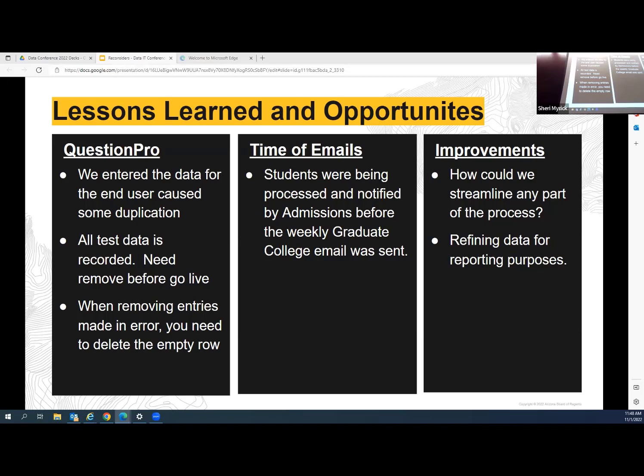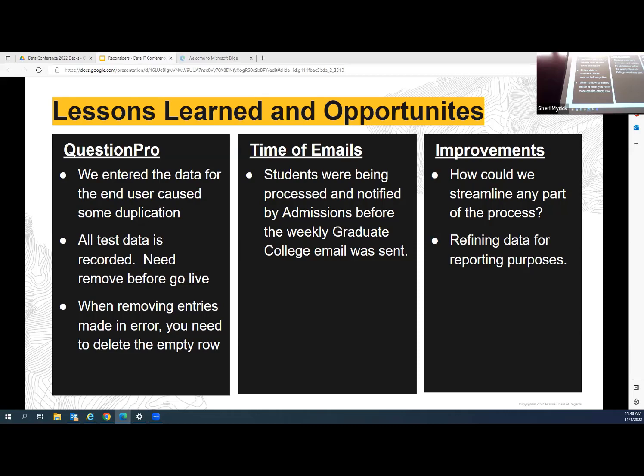that we weren't going to enter the data for anybody else. It had to be done by that person so we can reduce the number of duplicates. That way the data is cleaner. All the test data we also learned is recorded, so we have to remove it before you go live, or else it's going to skew your numbers in QuestionPro. And then also, because there were some that were made in error, we didn't want them to go through the process, because then it could potentially generate an email.